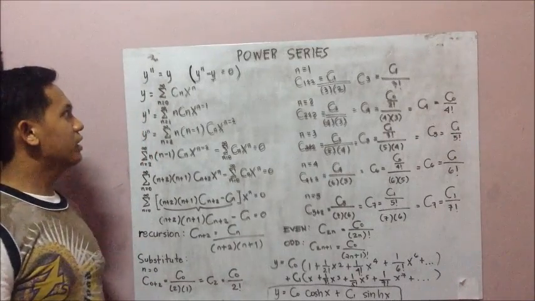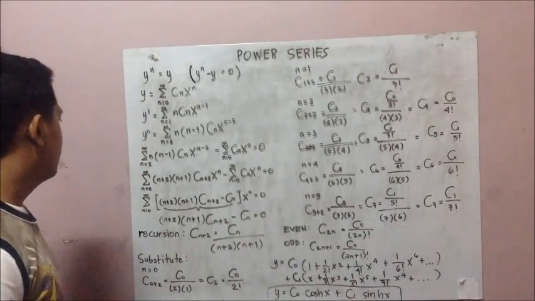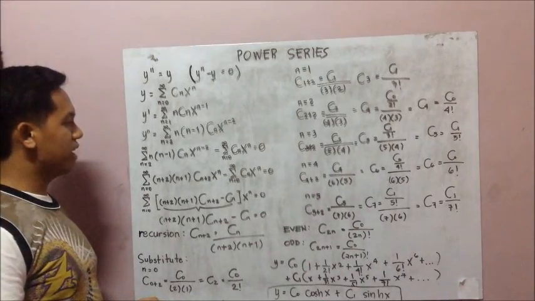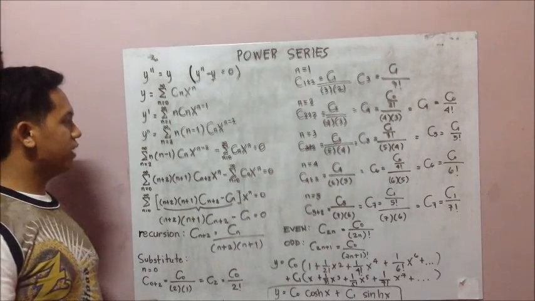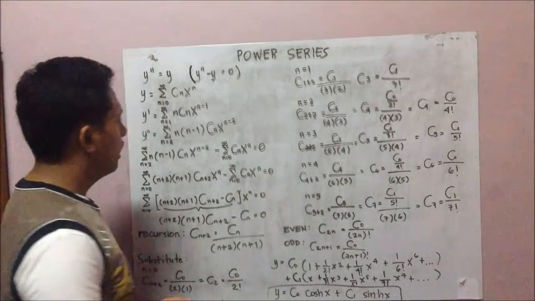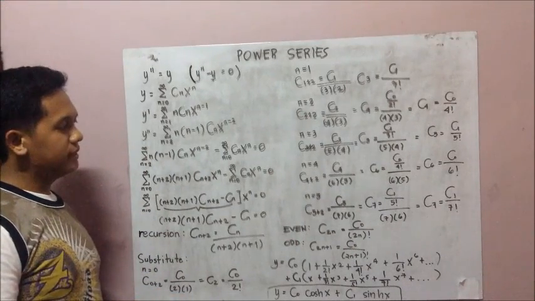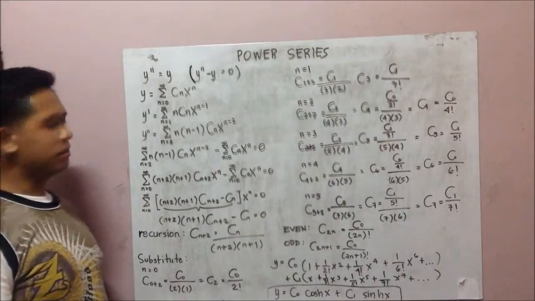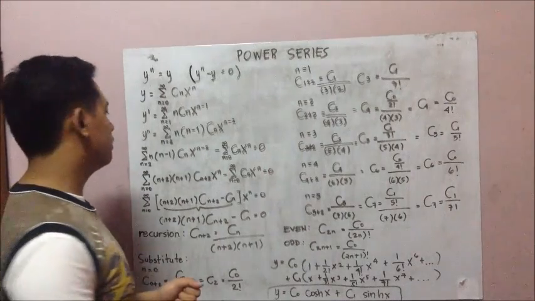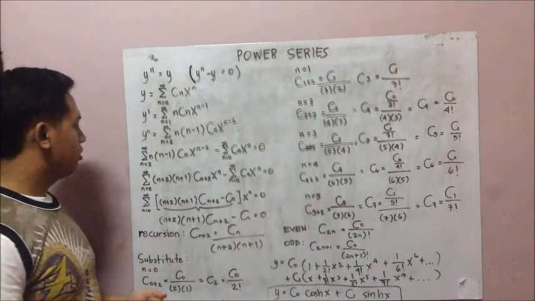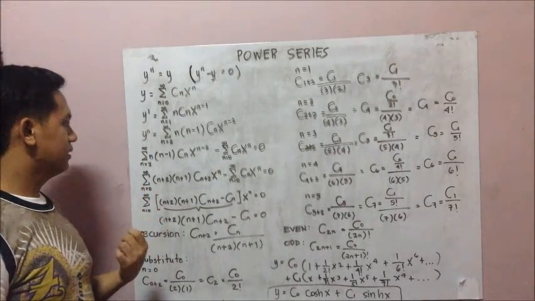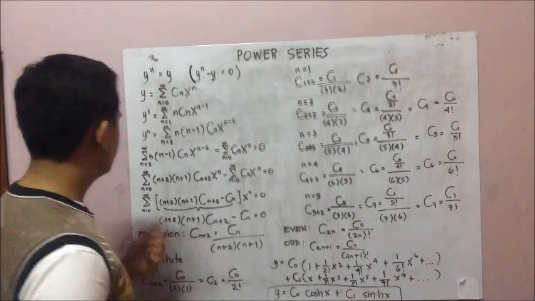Substituting this to our equation, we have the summation of n is equal to 2 to positive infinity of n times n minus 1 c_n x raised to n minus 2 minus the summation of n is equal to 0 up to positive infinity c_n x raised to n is equal to 0. So the main objective here is to get the recursion relation. So to get that, we need to have the same index and the same exponent.